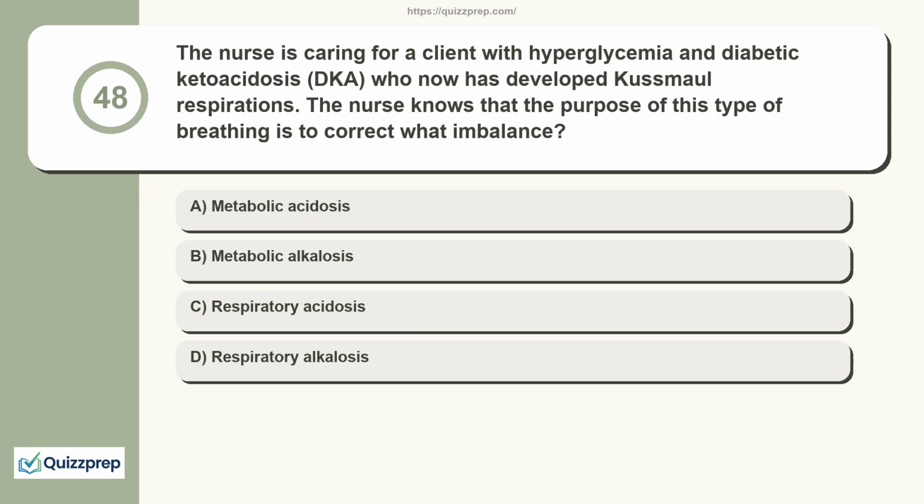Question 48. The nurse is caring for a client with hyperglycemia and diabetic ketoacidosis, DKA, who now has developed Kussmaul respirations. The nurse knows that the purpose of this type of breathing is to correct what imbalance: metabolic acidosis, metabolic alkalosis, respiratory acidosis, respiratory alkalosis.